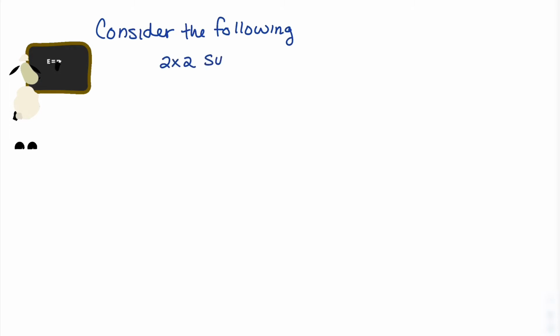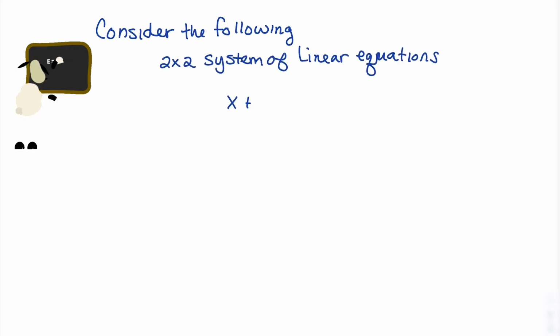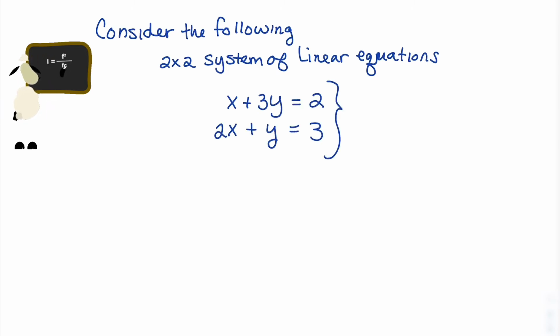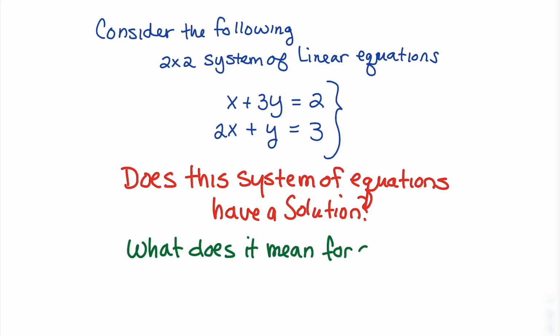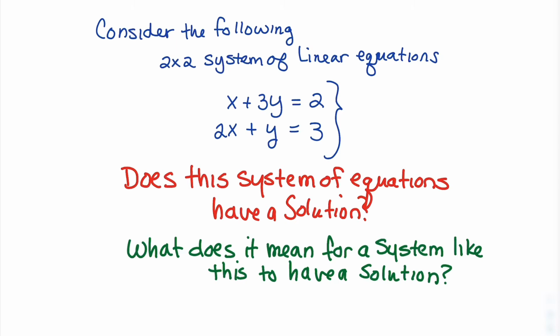Consider the following 2x2 system of linear equations. x + 3y = 2, 2x + y = 3. Does this system of equations have a solution? What does it mean for a system like this to have a solution, or to not have a solution?